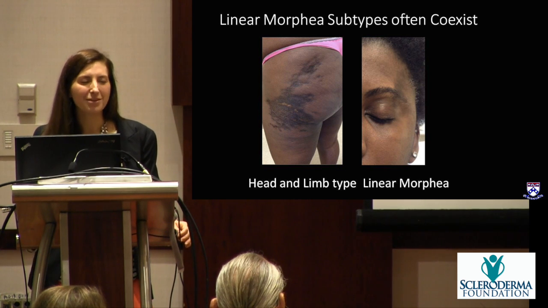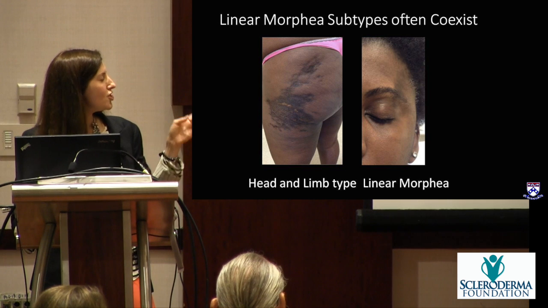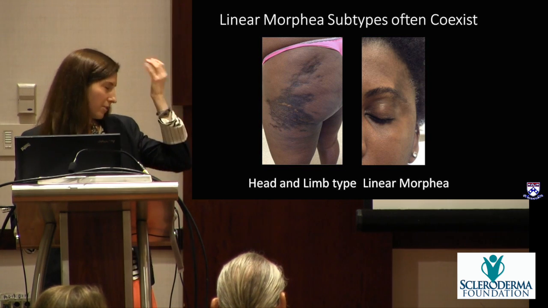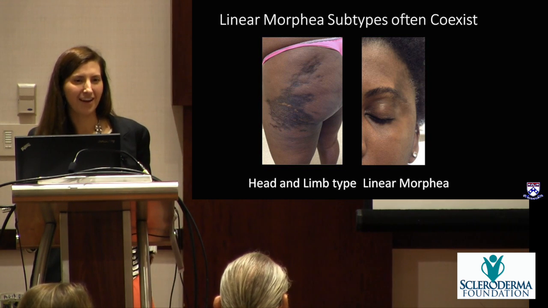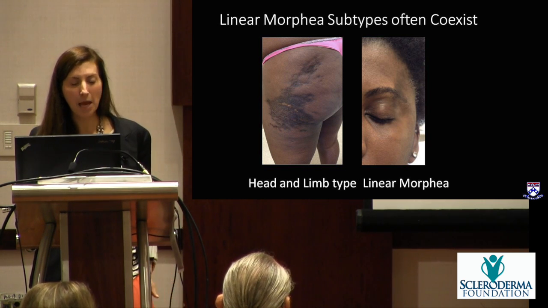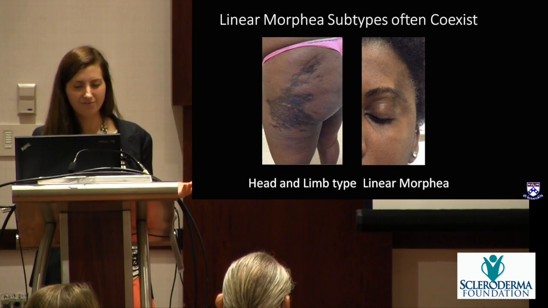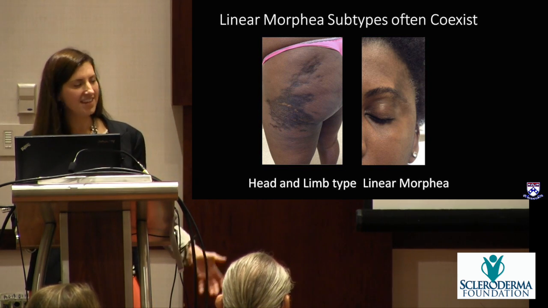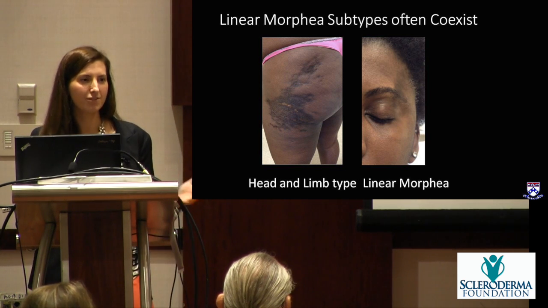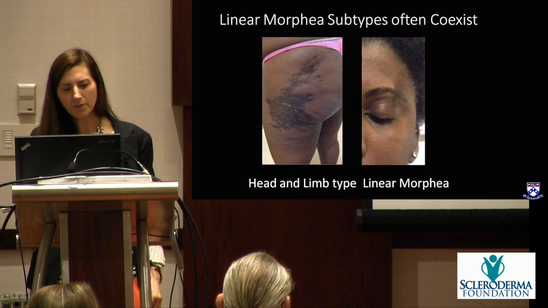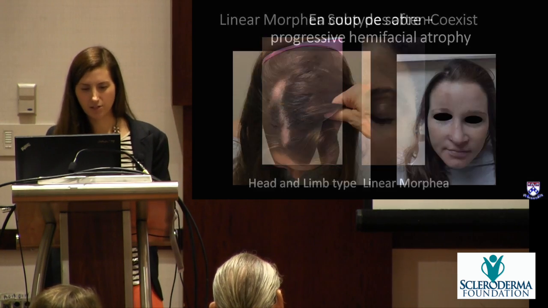So linear morphea subtypes often coexist. You know this patient from previous pictures. When she presented with a new spot on her forehead, she also had a lesion on her left hip, which is why I always do a full body skin exam on every patient. You never know what you're gonna find. And she actually said that this lesion that's kind of overlying her hip actually came out after trauma to that area. So again, always good to do a full skin exam and always good to ask additional questions.